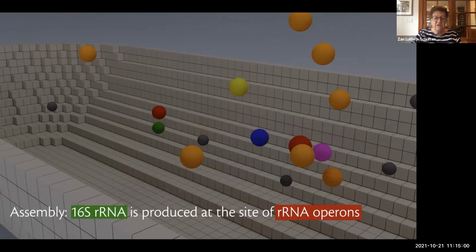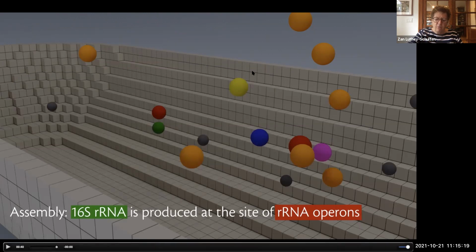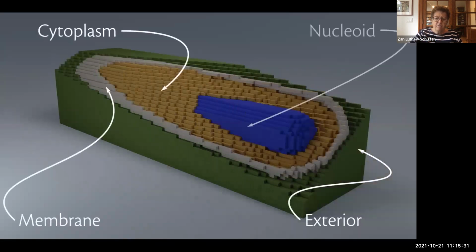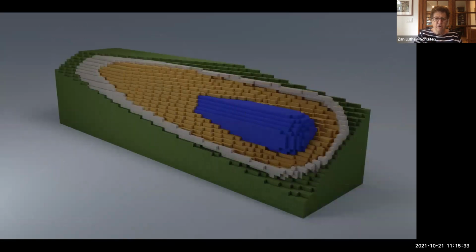And the 16S is produced at the site of where the rRNA operon is. This started up a little bit fast, so let me go back and explain first. Now, these orange balls just indicate genes or operons on the DNA. So let me try to go back here and start the thing up again. And let's see if it does this. So there's our simulation box for that E. coli. So I want to look inside into the nucleoid region.